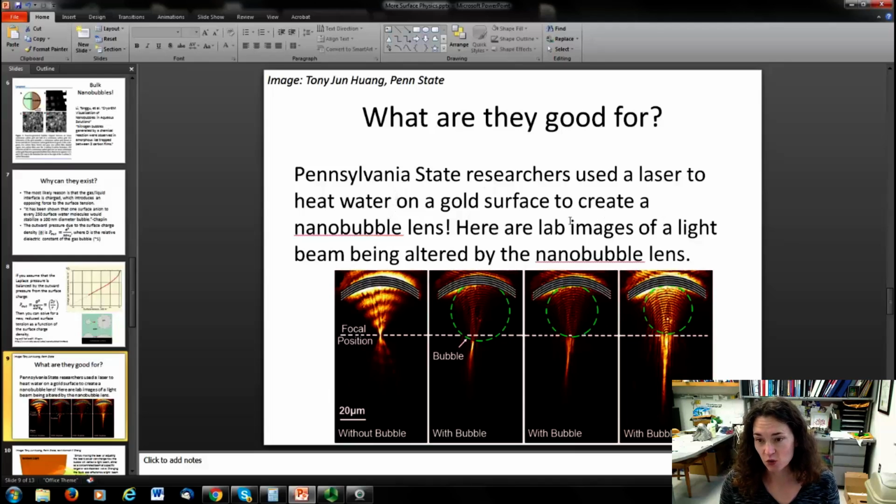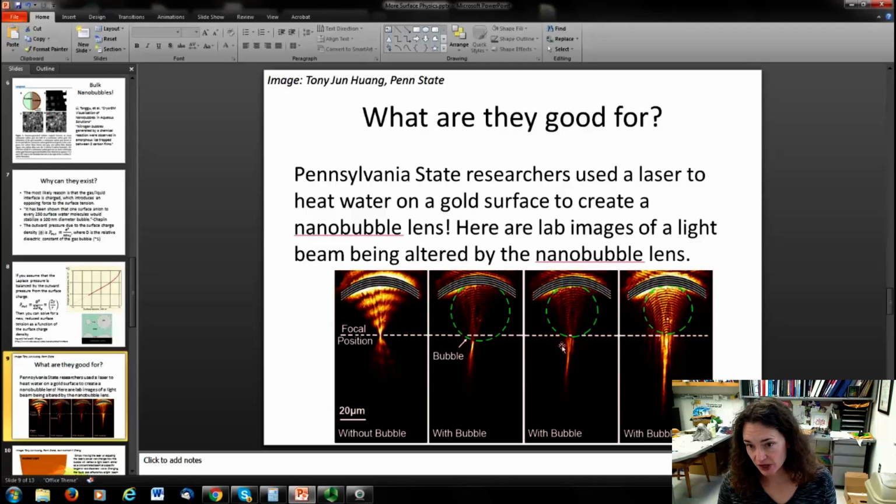Okay, so what they did was they used it to, you can see here without a bubble, and then this is an image, a lab image of the light beam that they're taking here, and you can see that it's being focused all over this grid. The grid is there for scale and also to help focus it later. Okay, so there's that image. And then with the bubble, you can see that they used the nanobubble as a lens and actually altered the path and size of the light beam. And so you can see that here.